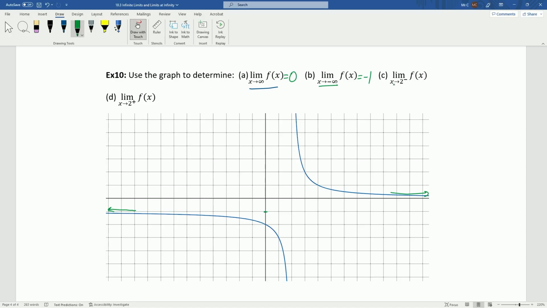And now we look at the limit as x approaches 2 from the left. So where's 2? That's here. So if I find my graph and I go towards 2 from the left, my graph is going down. So this limit is negative infinity. And if I go to 2 and I go from the right, my graph is going up. So that's positive infinity.